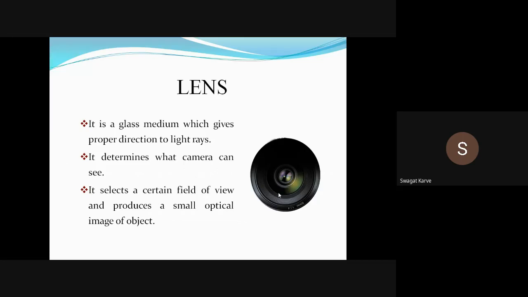That means to increase the size of an object, that means to make that object closer to you or to make that object farther from you. So for that purpose also, that means zooming purpose also, we are using that lens.